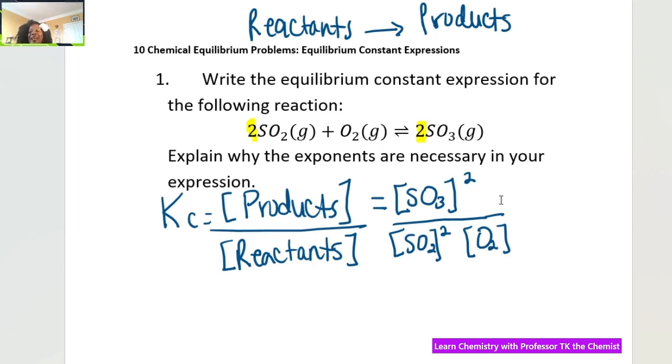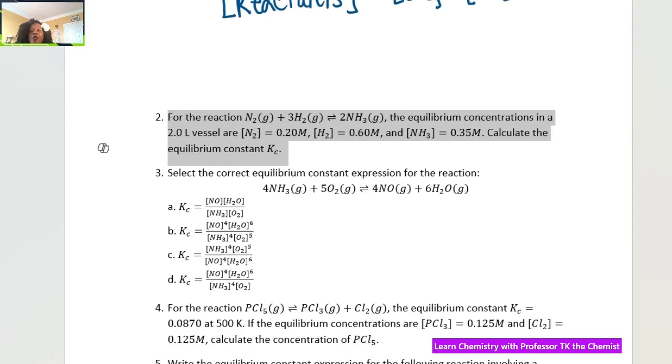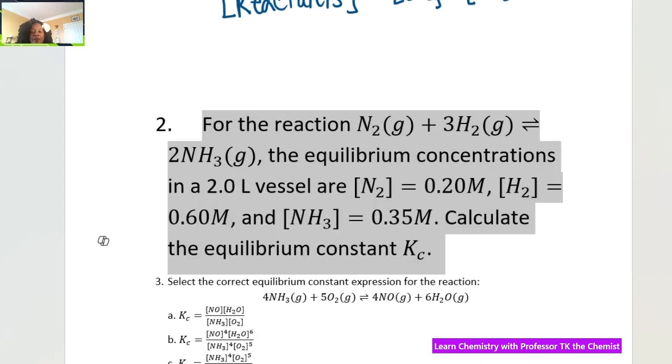Now, if I gave you numbers, then all you would have to do is plug those numbers in. All right? So again, why the exponents are necessary is because that tells you the value that you use from your coefficients. Those are going to be a part of your reaction. The coefficients are necessary because they are part of your exponents that you have to raise each of those concentrations to. All right? So if we do another problem like number 2, I'm going to go ahead and scroll right here to number 2. We're going to use some numbers here that will explain all of that, okay?